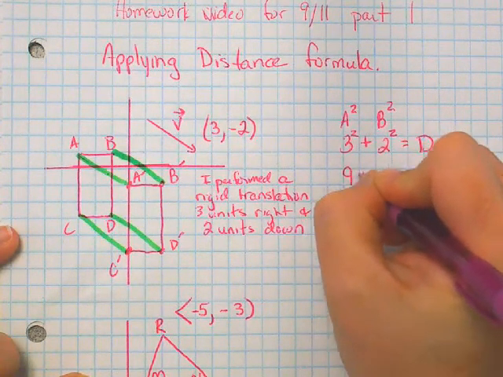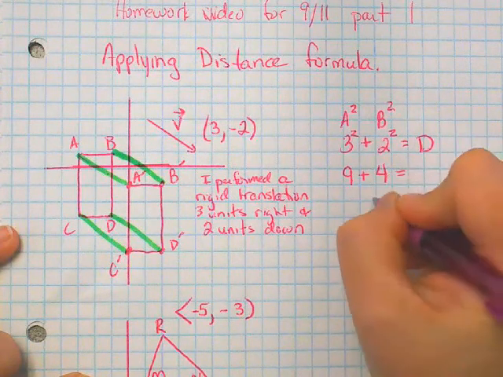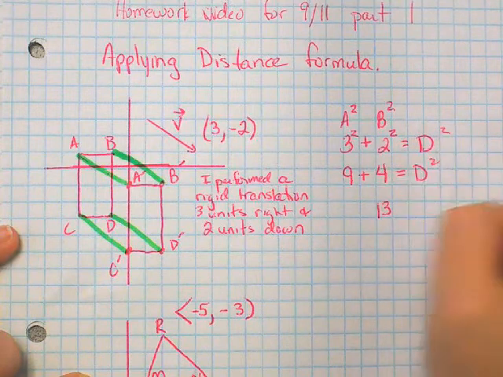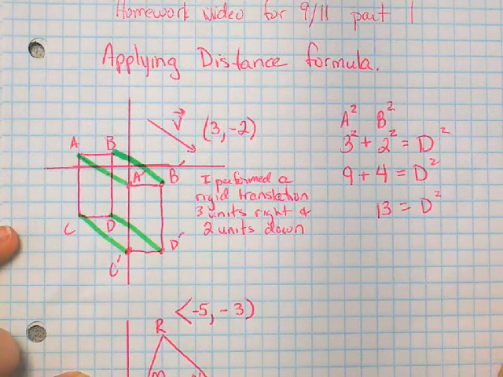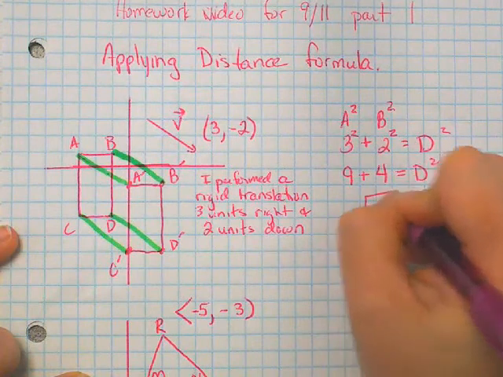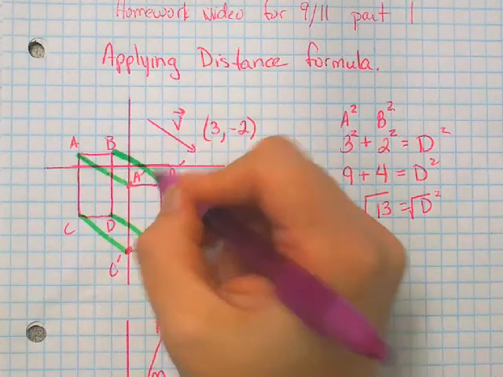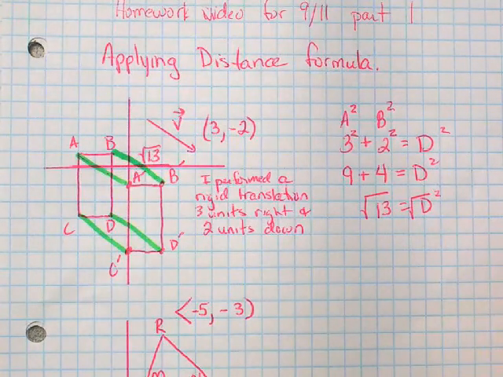3 squared is 9. 2 squared is 4. 9 plus 4 is 13. Remember, that's squared. And to get rid of squared, I must square root. So I know the distance of this green line is the square root of 13.